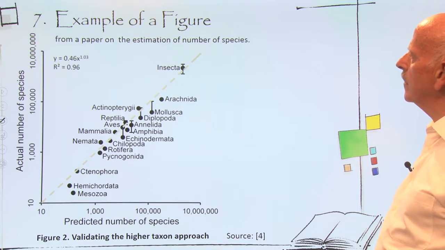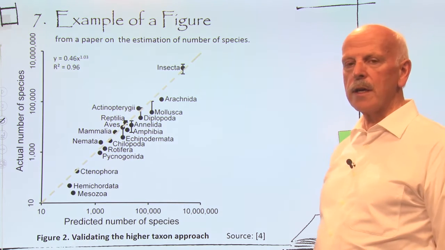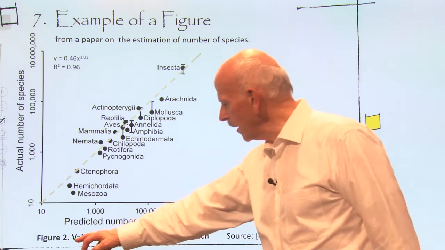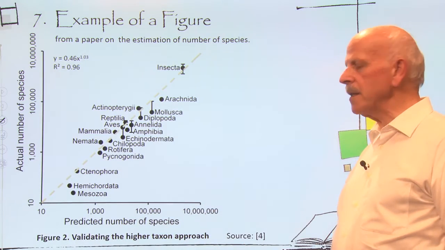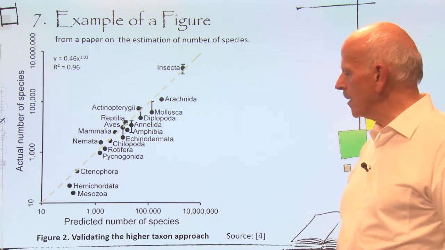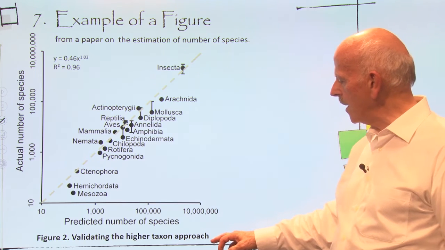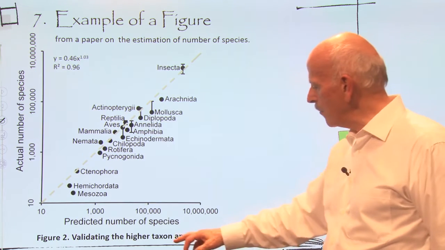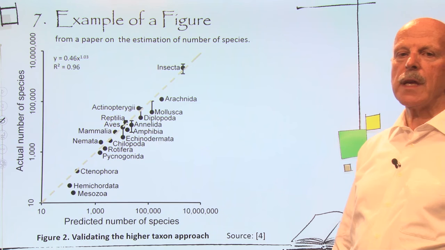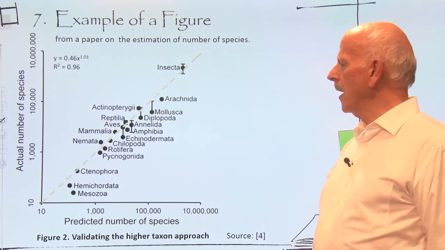Now let's look at a figure. This figure has all the features that it should have. It has a title, and the title should be telling you something useful. So this is validating the higher taxon approach. This is an approach, a technique that they developed in their paper.